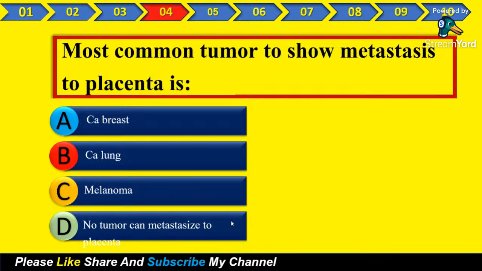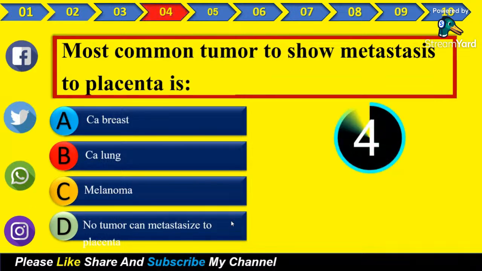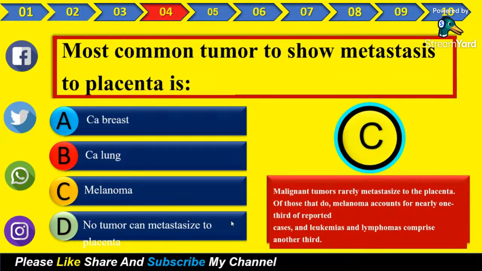Usually metastasis to placenta does not occur. But let us look what is the correct option here. Well, melanoma is the correct option. Malignant tumors rarely metastasize to placenta. Of those that do, melanoma accounts for nearly one-third of reported cases. Leukemia and lymphomas comprise another third. So the correct option among these options is melanoma.